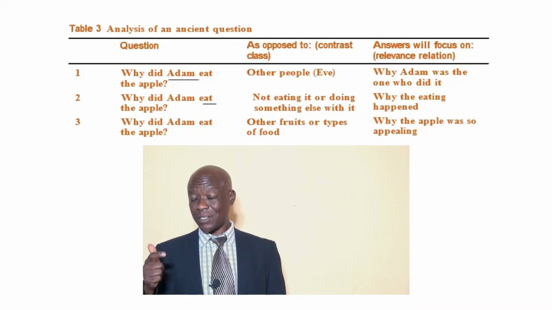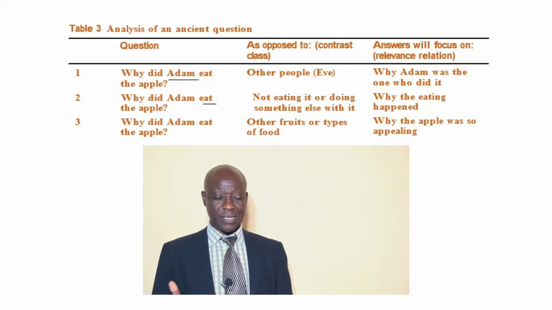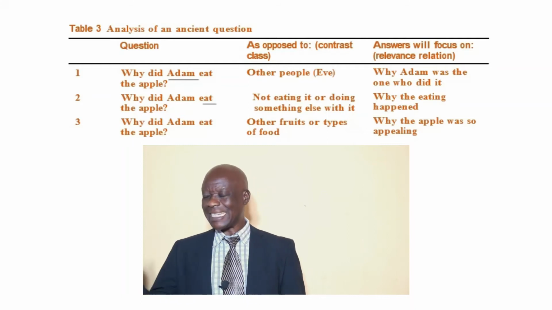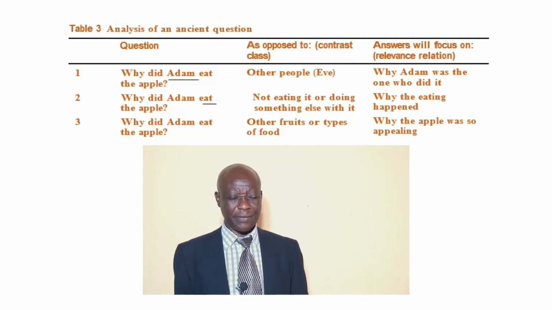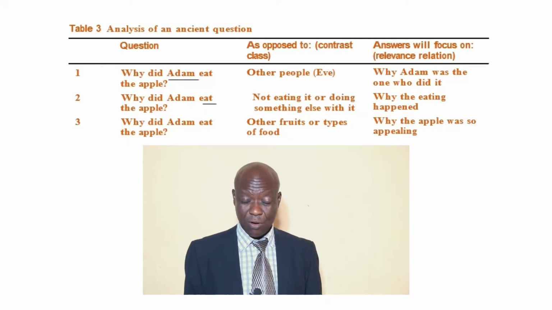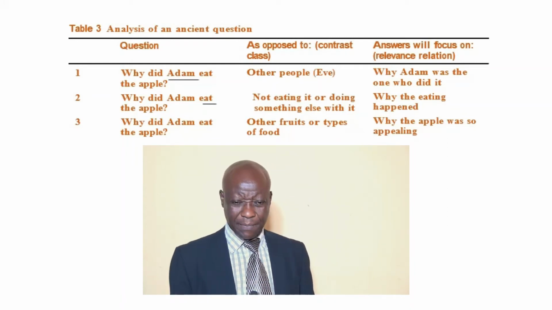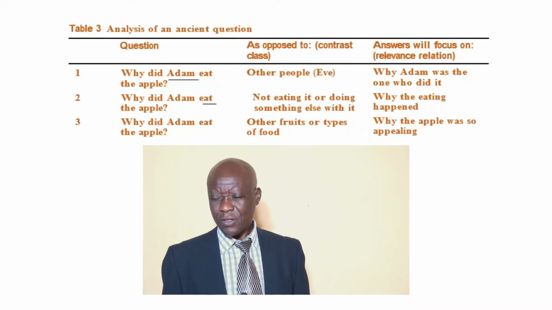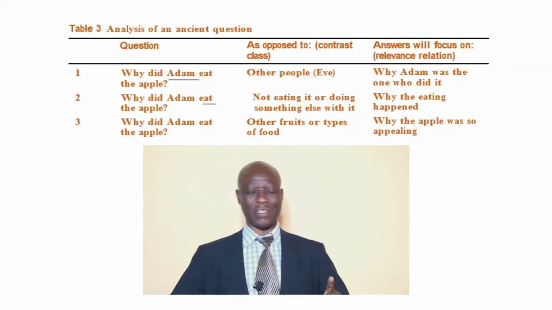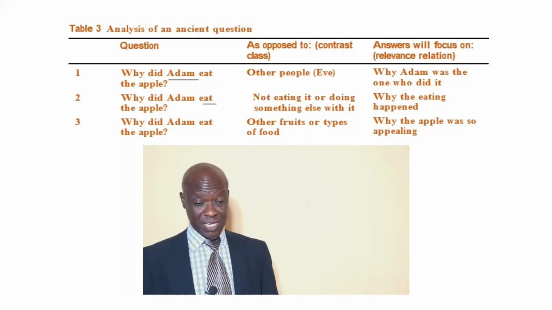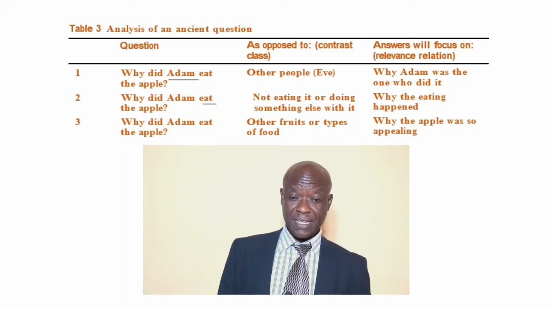That's an interpretation. The interpretation here is that the man could have eaten something else, and not specifically the apple, because there were so many other fruits. It could have been an orange, could have been a mango. Why specifically an apple and not a mango or an orange? So you can see one question may raise a number of questions. And that's what we do in research. We attempt to do this, ladies and gentlemen.